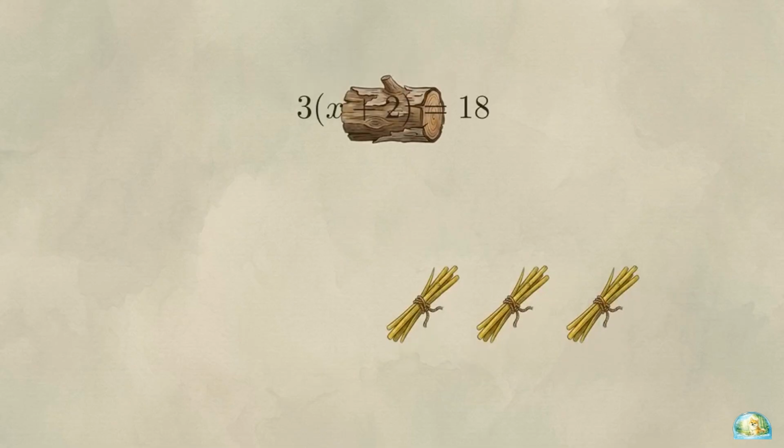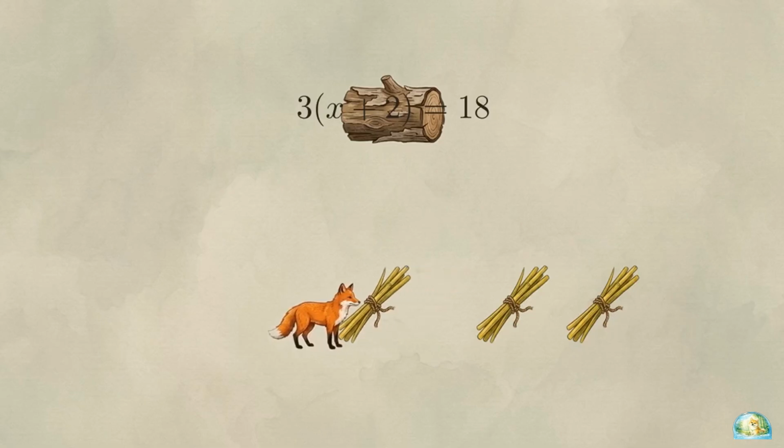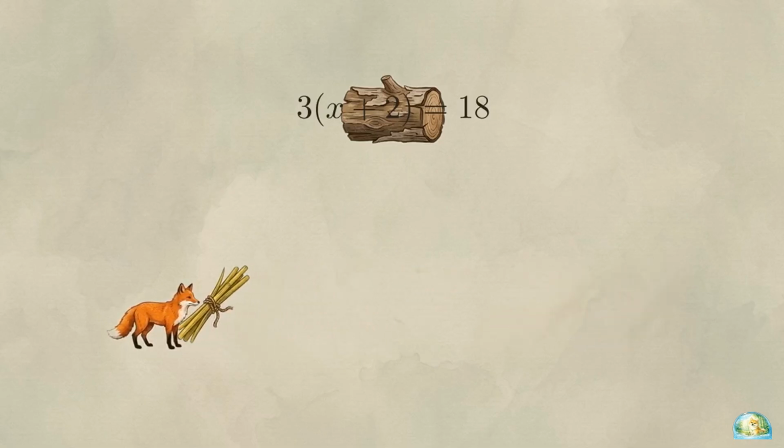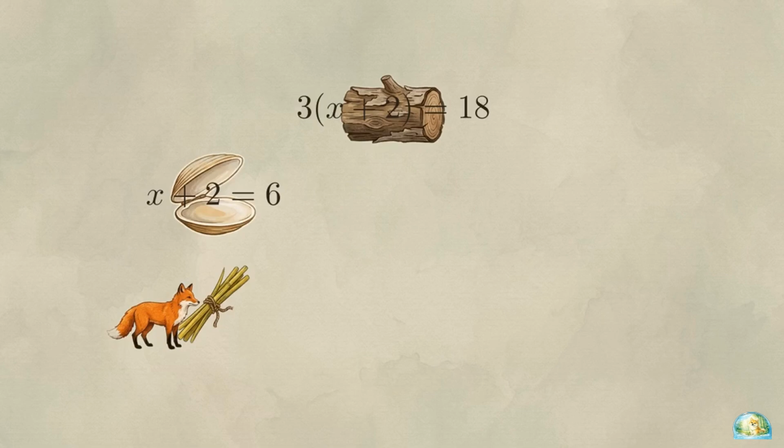Here, a variable is trapped inside a group. We have 3 identical bundles, and together they total 18. If 3 bundles hold 18, we can deduce the value of just 1 by separating the group. Dividing both sides by 3 strips away the multiplier, showing that the contents of a single bundle equal 6.